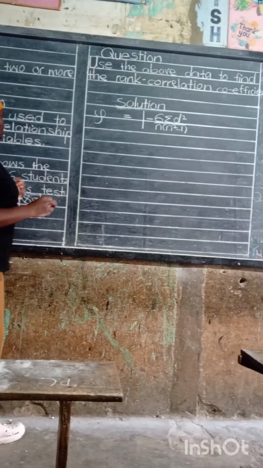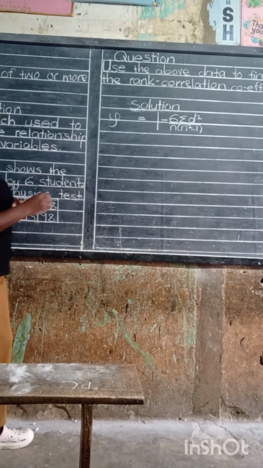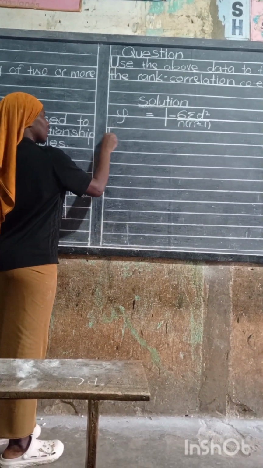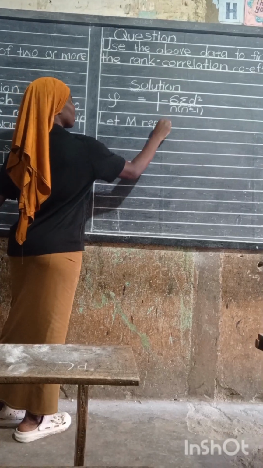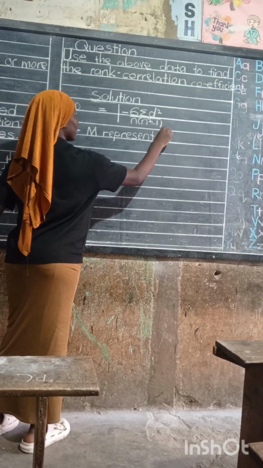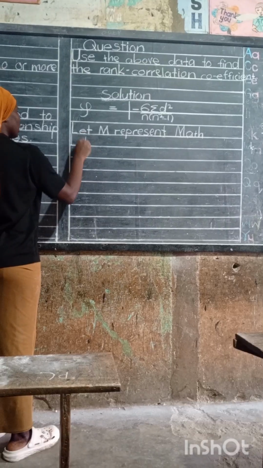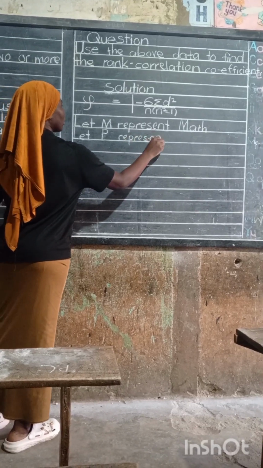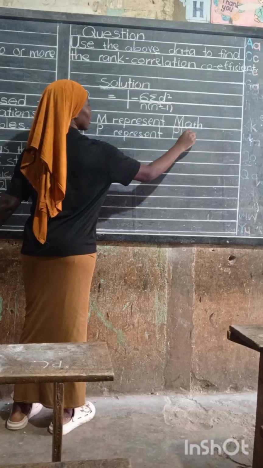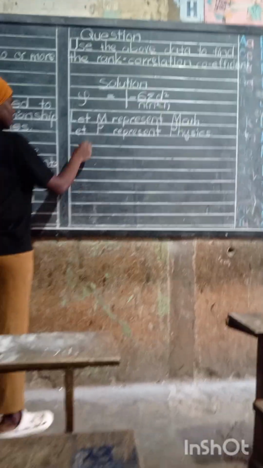Before I draw my table, because these are supposed to be put in tabular form, I'm going to first let M represent math, and also let P represent physics, the marks scored in physics.